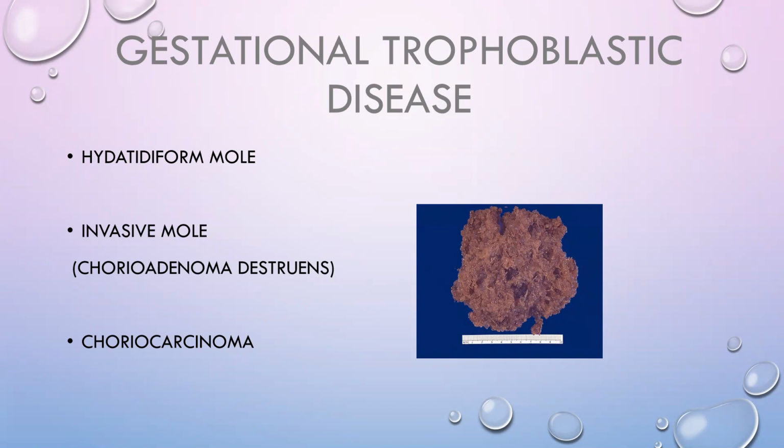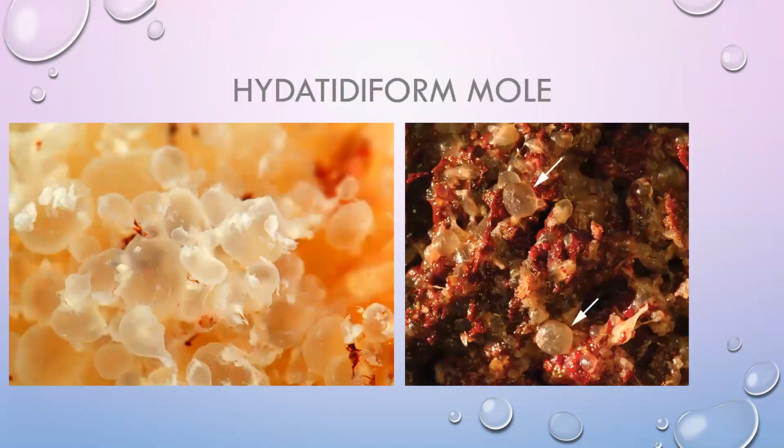And then the other type of mole is invasive. This is similar to a complete mole, but it involves uterine myometrium as well. The same treatment that we give for the complete mole is also needed for the invasive mole. Consequences are loss of pregnancy, and there's a small possibility of developing choriocarcinoma.